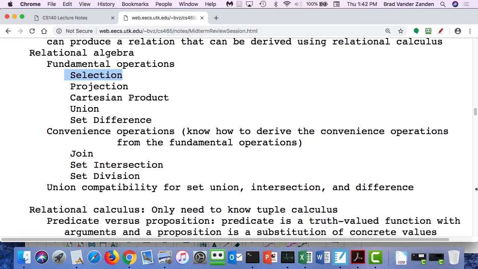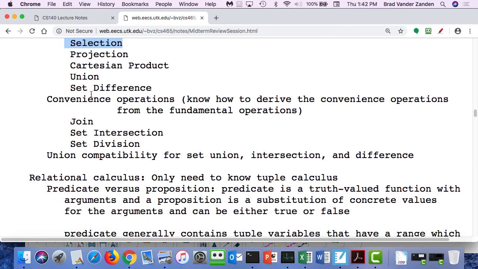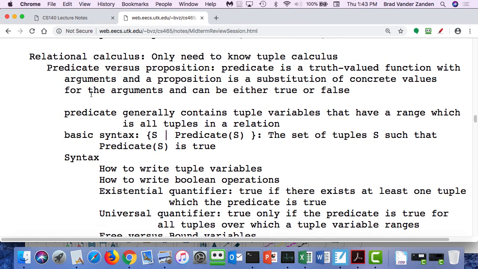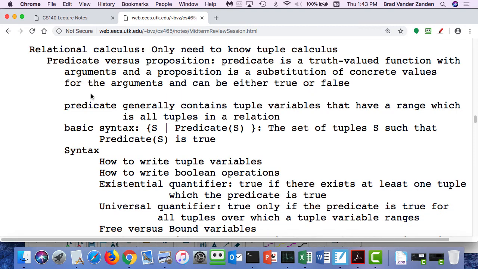Okay, so you need to know the difference between the convenience operations and the fundamental operations. And I always love this big hint to ask you how to form one of these three convenience operations from one of the fundamental operations of the relational algebra. Okay, so with relational calculus, you only need to know the tuple calculus. You don't need to know the other one.